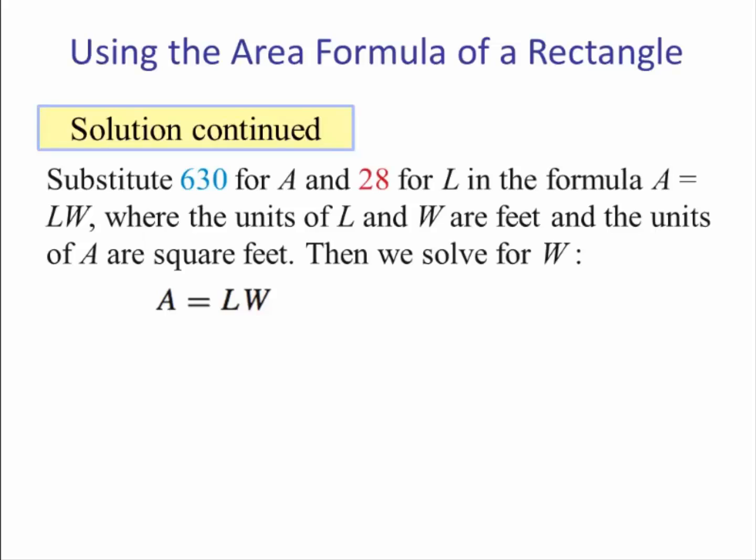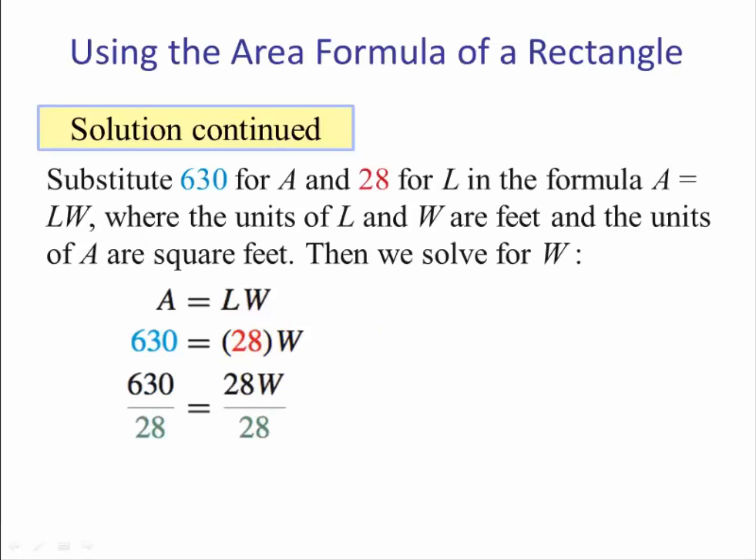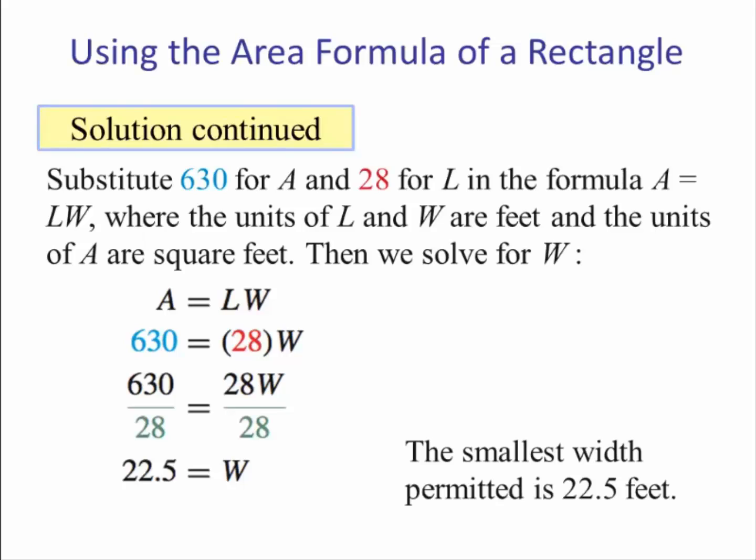So area equals length times width. Area is 630. Length is 28. So we have an equation. To get W by itself, we divide by 28. And we have the width being 22.5. So the smallest width permitted by code is 22.5 feet.